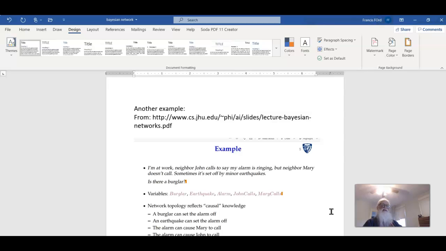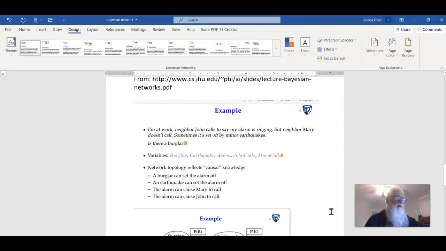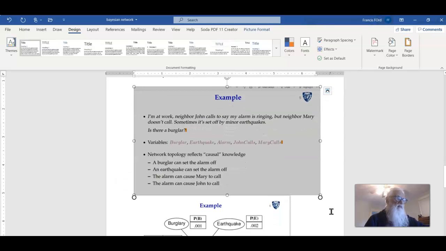we install a burglar alarm. And the burglar alarm goes off if there's a burglar, but it also goes off if there's an earthquake. And you know that you have neighbors who might call you if the alarm goes off. And you know the probability that John will call you and the probability that Mary will call you, given that your alarm goes off. You also know a few other probabilities.